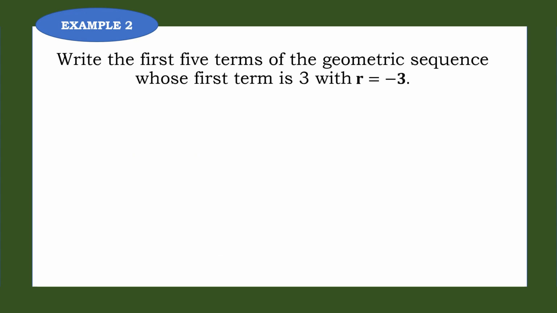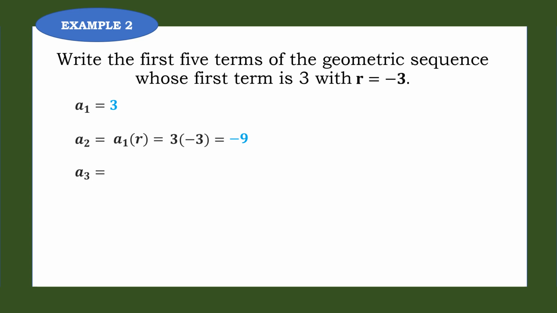Let's deal with example number 2. Write the first 5 terms of a geometric sequence whose first term is 3 with the common ratio negative 3. In order to do that, let us begin by determining the first term. The first term is equal to 3. Now, to obtain the second term, we simply multiply the first term by the common ratio, and that is 3 times negative 3 equals negative 9. So the second term is negative 9.